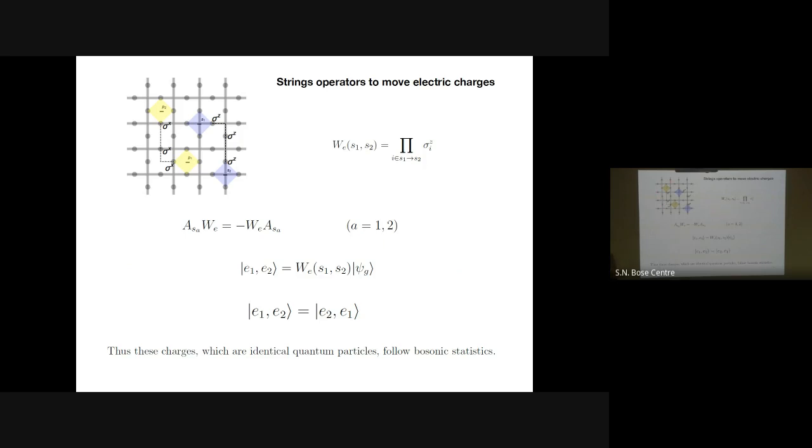The whole point is that if I take this operator and think about the AS operator, it acts on two AS type excitations. So it anti-commutes at this point and this point, and it gives rise to two AS excitations at the two endpoints S1 and S2. So these are the AS or electric charge creation operators.